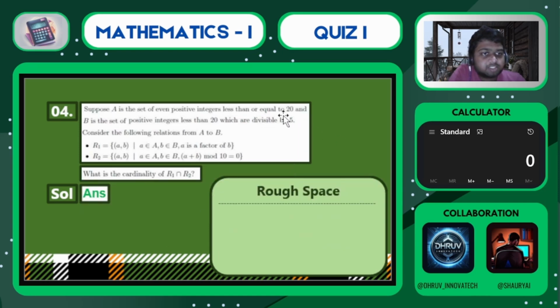This is a similar question, the only difference being that here divisible by 5 is written, whereas in the last question it was written that the elements of set B are divisible by 6. So you can pause the video and try it for yourself. Now let's begin. First we will write all the elements. These are going to be the same.